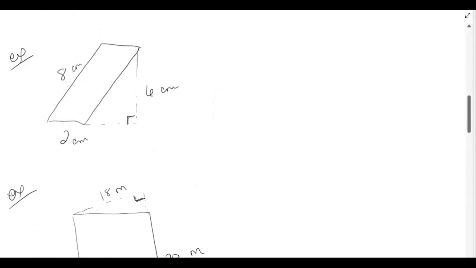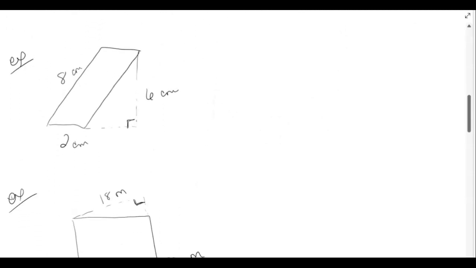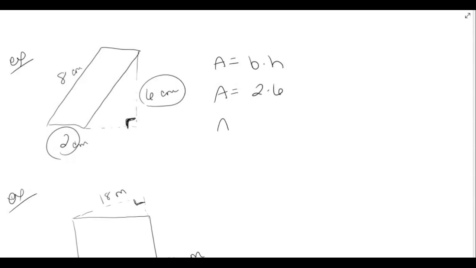Now, sometimes that altitude can be drawn outside of the figure. So notice here, my perpendicular is outside. The 2 pieces that I'm going to need here to form that perpendicular are 6 and 2. The formula for the area of a parallelogram is base times height. So my base is 2 and my height is 6. And I have 12 centimeters squared.